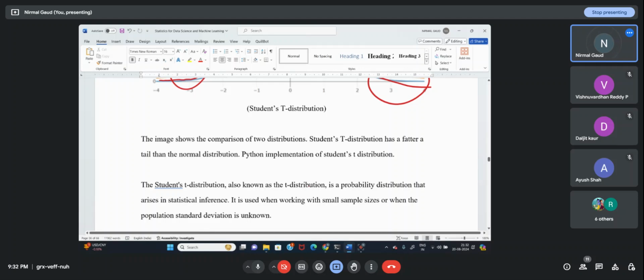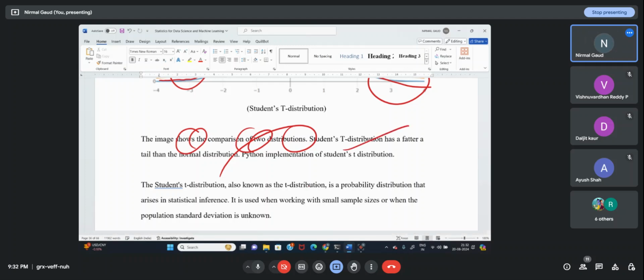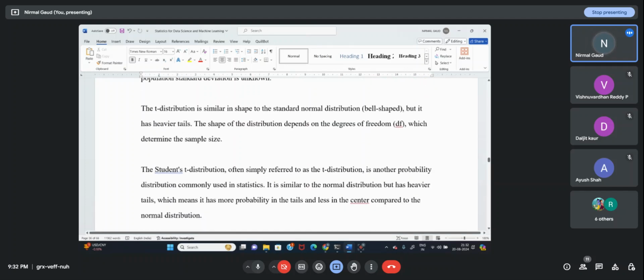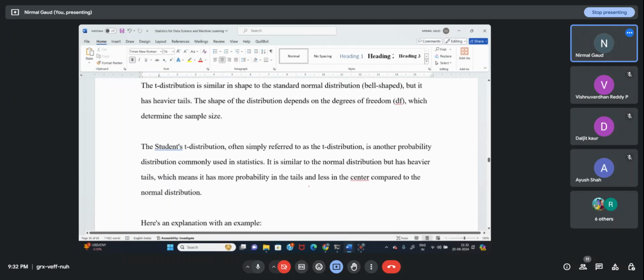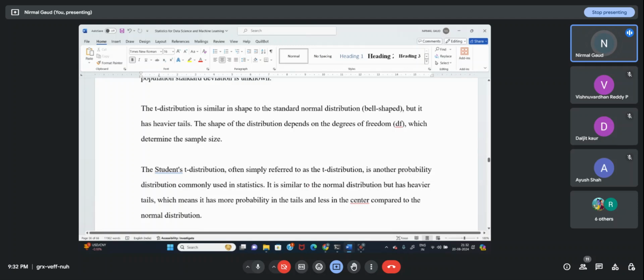This image shows the comparison of two distributions. Student t has a fatter tail than normal. So that's the difference. The shape of the distribution depends upon the degrees of freedom, which is determined by the sample size. I will tell you about degrees of freedom, what it is.